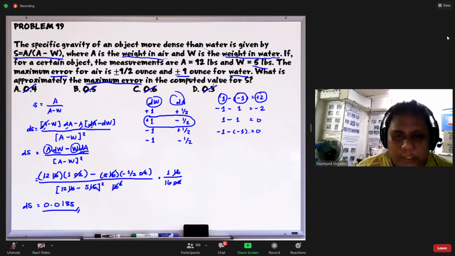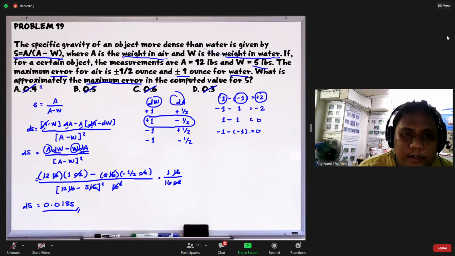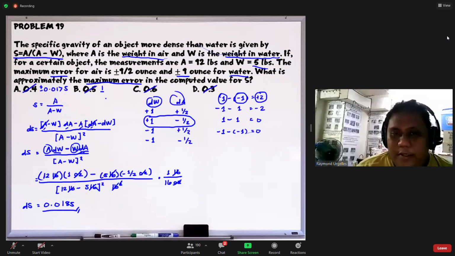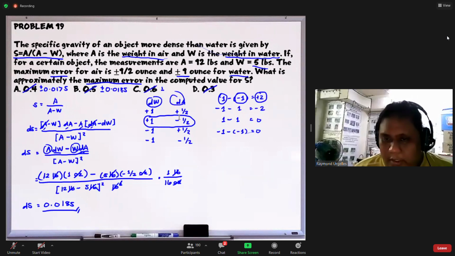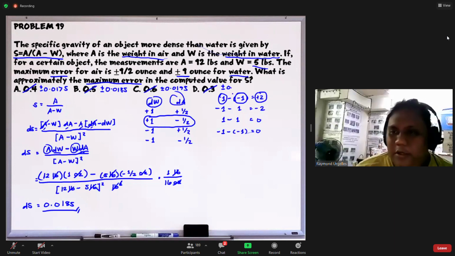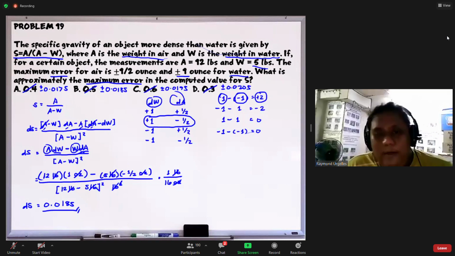So ito yung choices natin. So we have plus or minus 0.0175. So plus or minus 0.0185. So then plus or minus 0.0195. So then plus or minus 0.205. So again, ito yung tamang choices natin dito.